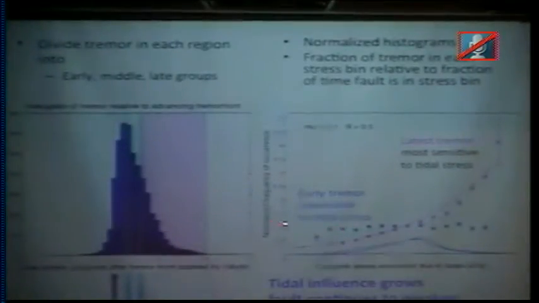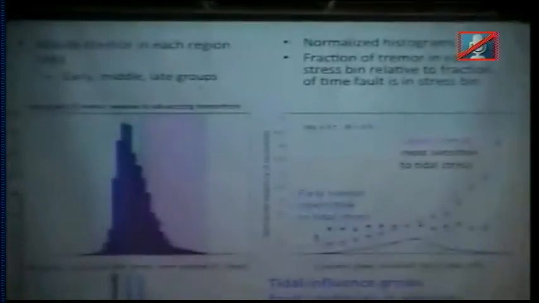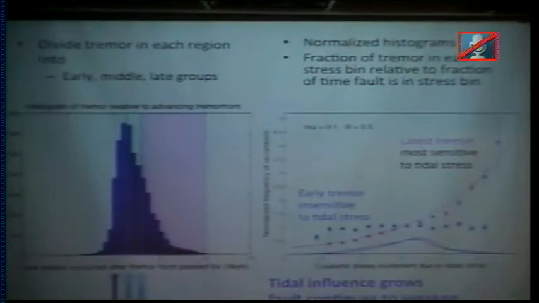Sure. And what's the expectation? The expectation is 1. So a ratio of 1 would be where the observed is equal to the expected, because this is the ratio of the observed over the expected. The expectation is based on the amount of time the fault spends in a given stress state. So yeah, this is kind of a complex histogram thing.